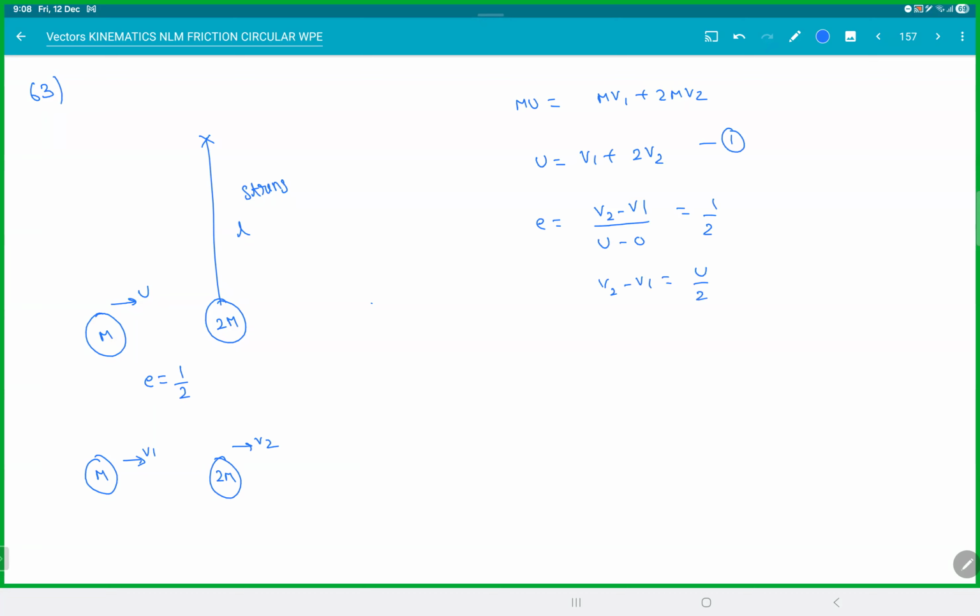You're not interested in v1, so take v1 and substitute here. This will be v2 minus v1, which is v2 minus (u minus 2v2), is equal to u by 2. We get v2 is equal to u by 2. But we know v2 must be greater than or equal to root 5gl if you want to complete the circle. Therefore, u must be greater than or equal to 2 times root 5gl. Easy?